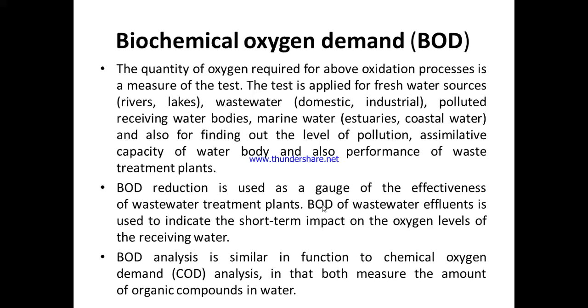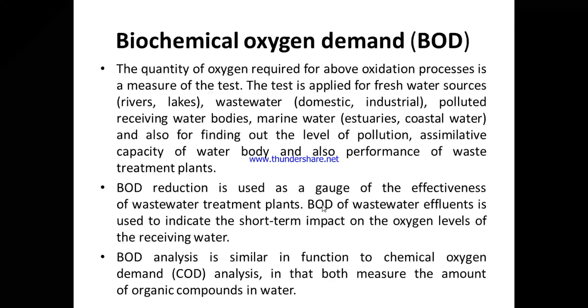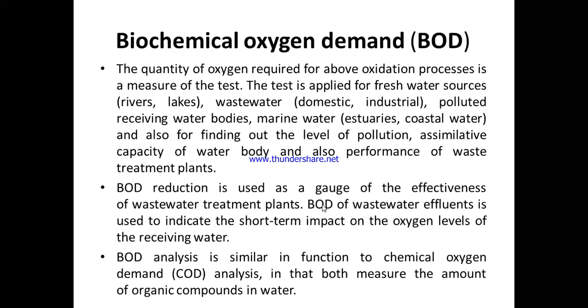तो what will be the dilution ratio? It will be volume of diluted sample by undiluted sample, that is 100 divided by 10. So the dilution ratio would be 10. ठीक है ना? Volume of diluted by undiluted sample. So BOD simply given as the DO difference multiplied by the dilution ratio. Okay. So the quantity of oxygen required for above oxidation process is a measure of the test.